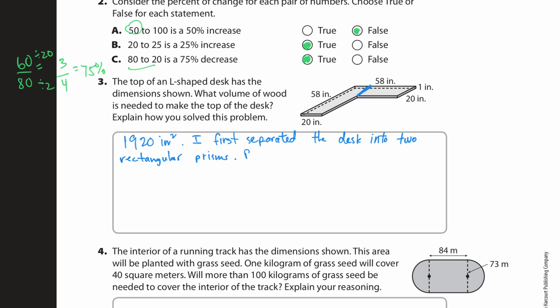So prism 1 is 58 times 20 times 1. So 58 here, 20 here, and 1, that makes it how thick it is. So 58 times 20 times 1 is equal to 1,000. Oh, that's 58, isn't it? 58 times 20 times 1. And that is 1,160 square inches.